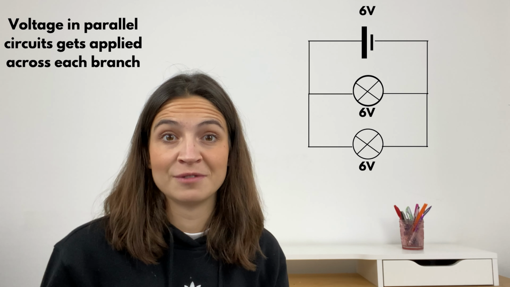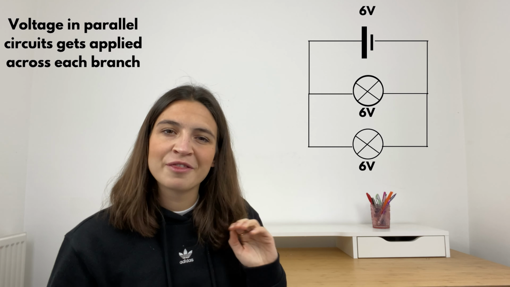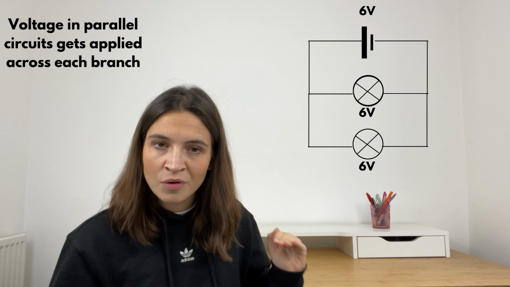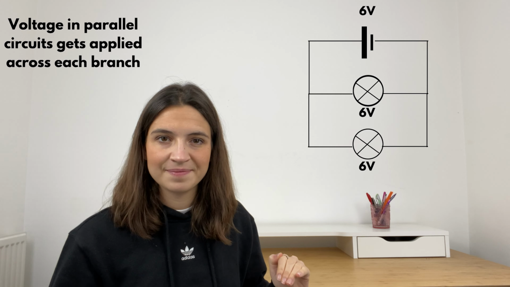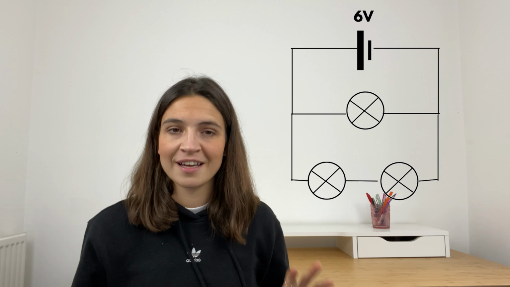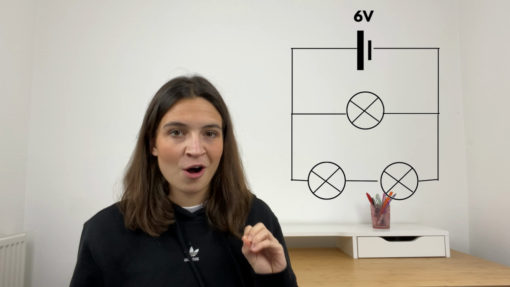So here's my golden rule. In parallel, the voltage from the supply gets applied across each branch. Okay, brilliant, thanks. Well, that was easy. Not so fast. What if you have a circuit like this? Panic? No need. Let's think about our postman.